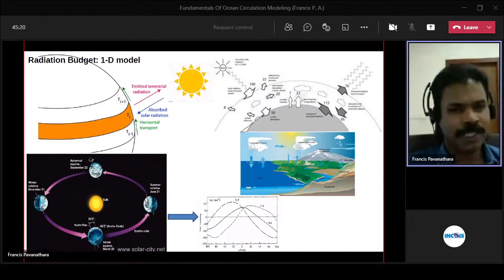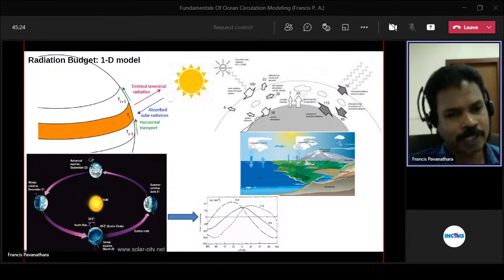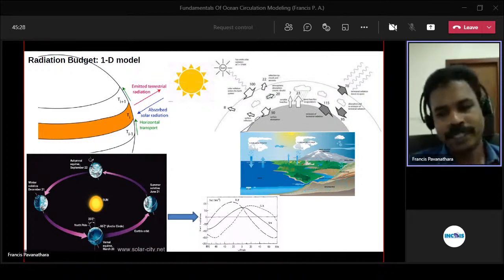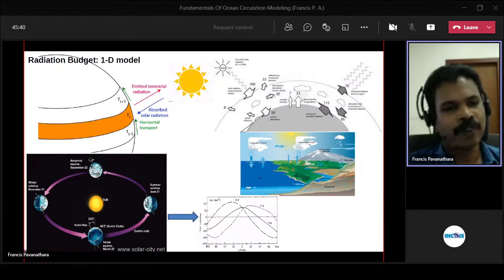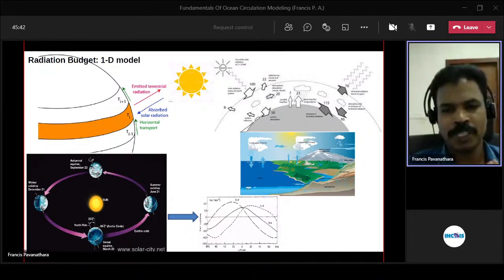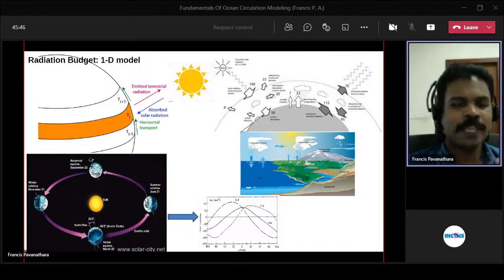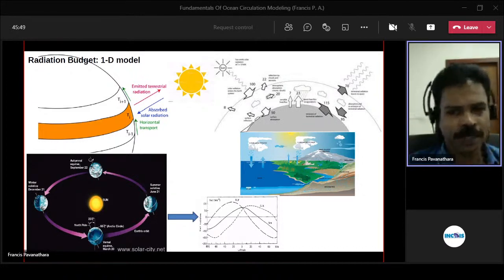Still, we assume that the Earth has a uniform distribution of either landmass or ocean. But that's not the case. We have several features over the Earth system. We have ocean, we have clouds, we have vegetation, we have landmass. So the distribution of heat will not be the same. The absorption of heat will not be the same at different locations. So this now became a complicated situation.